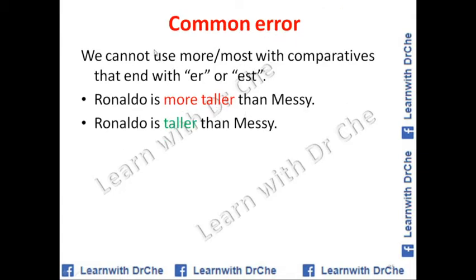Common errors. We can't use more or most with comparatives that end with er or est. So it will be a double comparative. So don't use: Ronaldo is more taller than Messi. More is to make the comparative and taller is also a comparative, a double comparative. Here it is wrong. Ronaldo is taller than Messi.